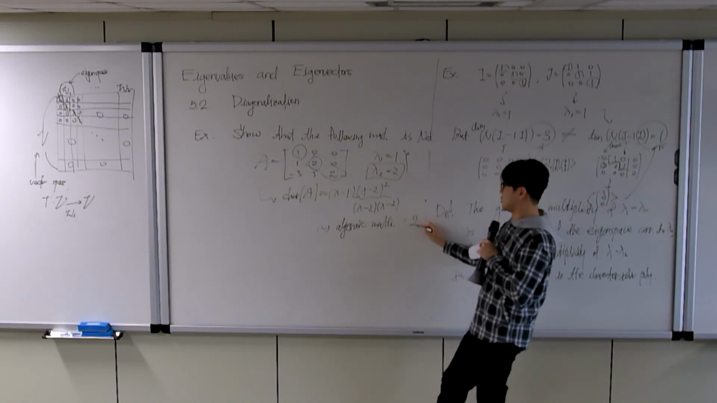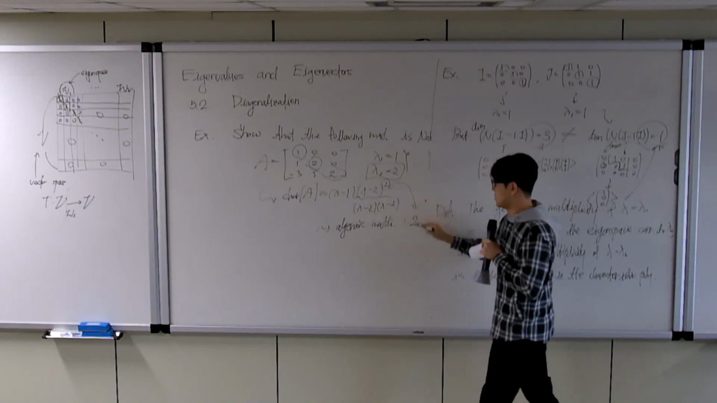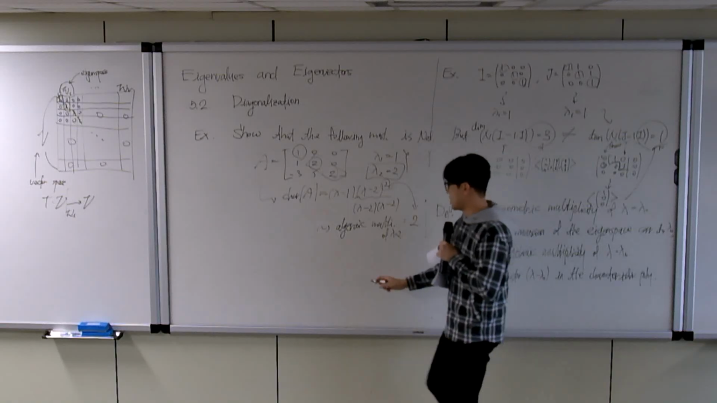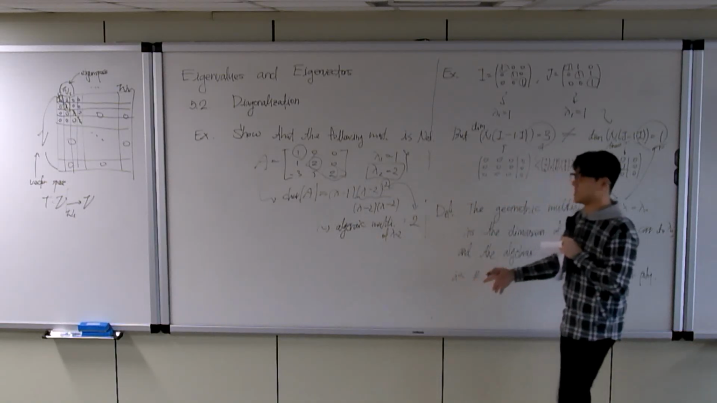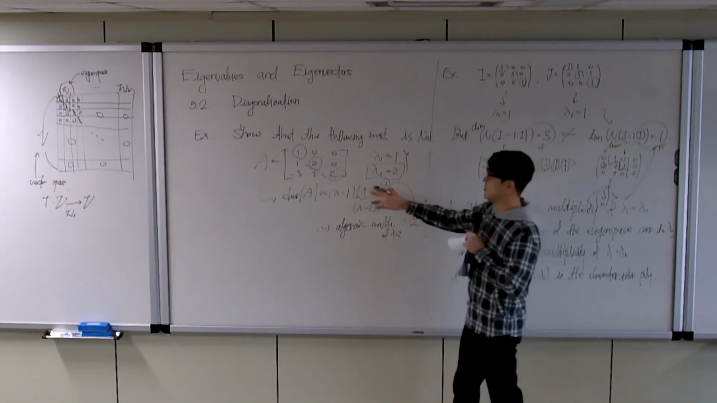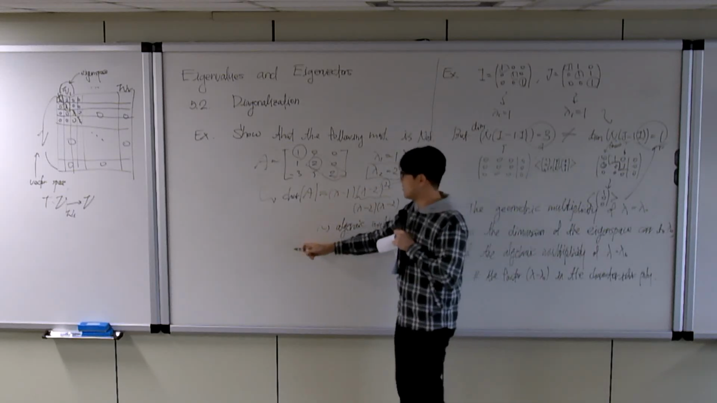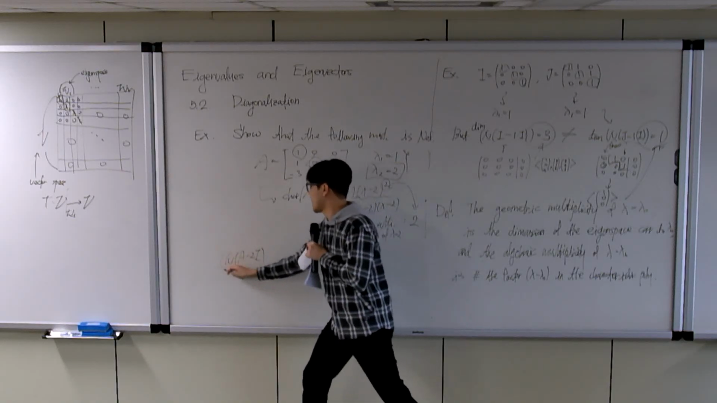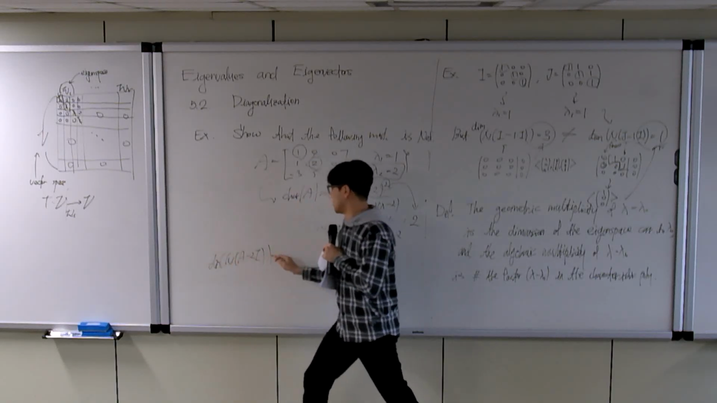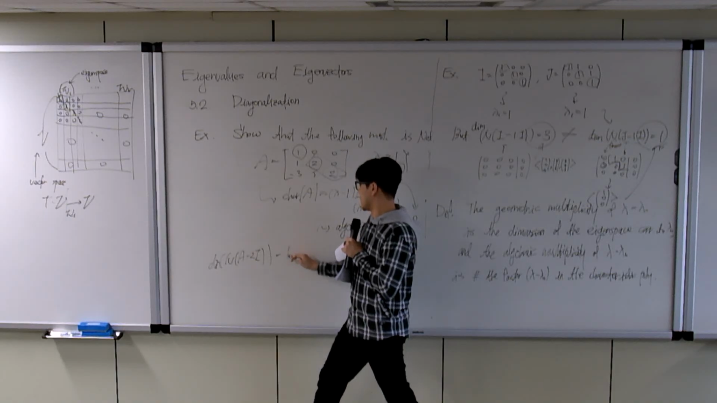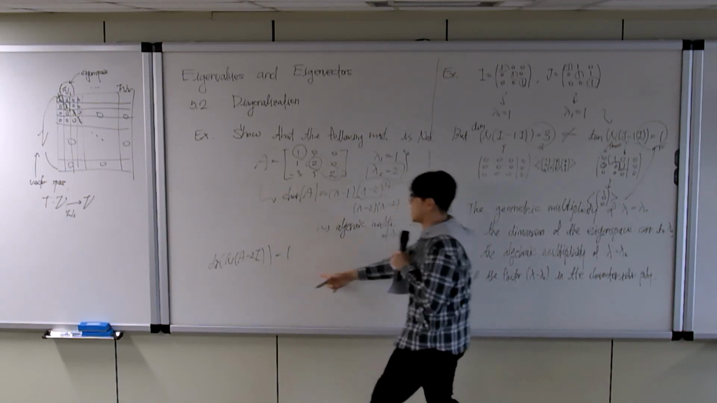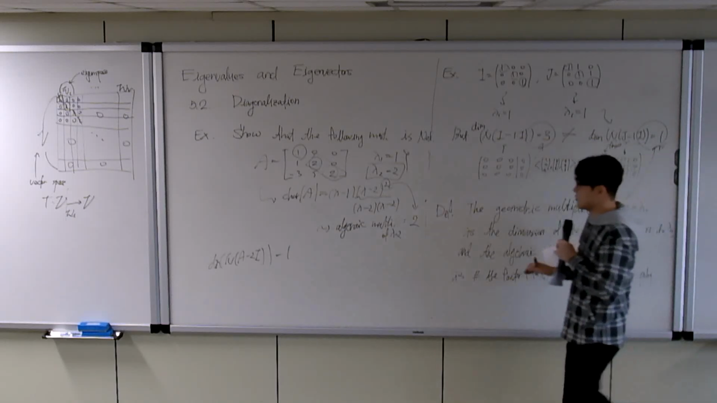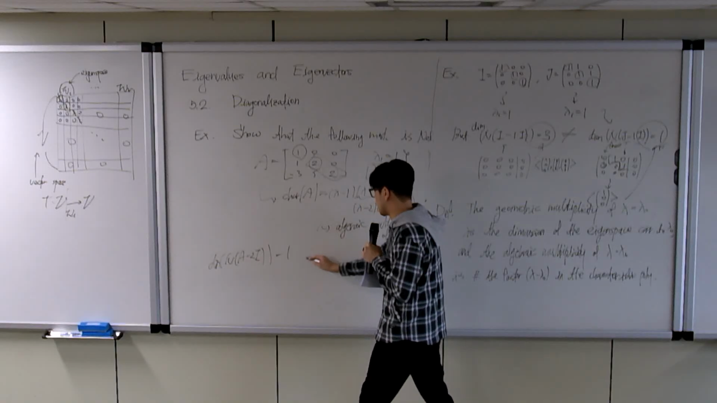And then you can see that if the algebraic multiplicity is the same as the geometric multiplicity, then it could be diagonalizable. And if it is different, then it couldn't be diagonalizable. Let me write it as a theorem.